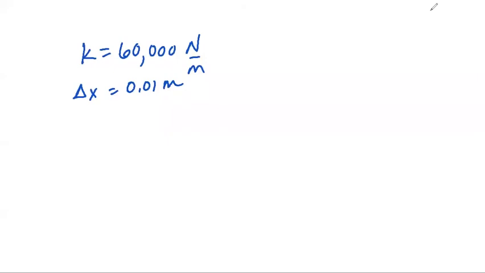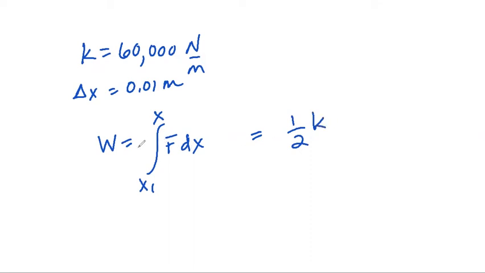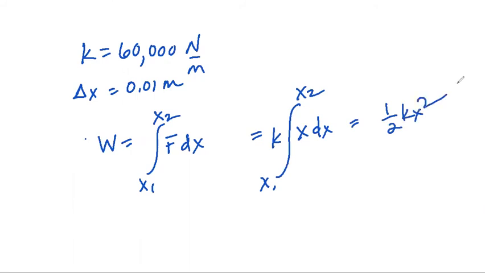Okay, now I'm determining the total work I've done on the spring. In a spring, we've got a varying force. So work equals, well, you can do the integral from x1 to x2 of F dx. F is kx, remember? So let's just do it properly. This is going to equal the integral of kx dx from x1 to x2. So the total work done is going to equal 1/2 kx squared.